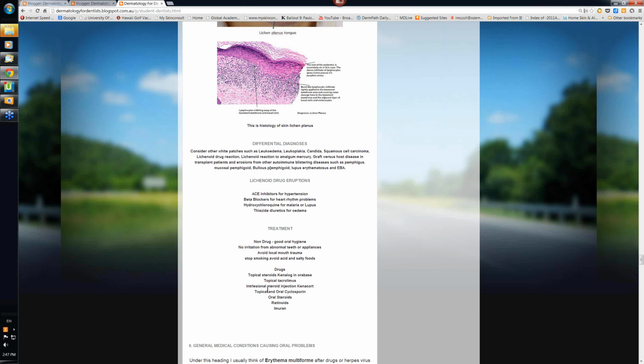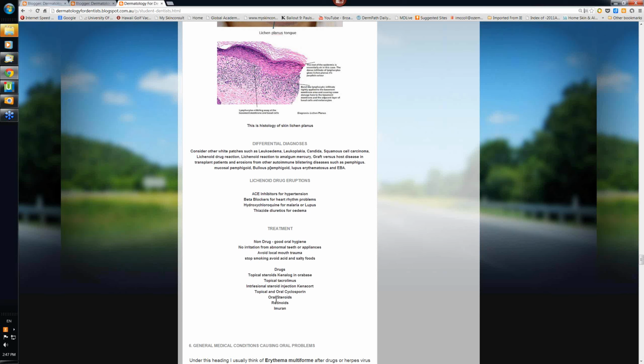You can use intralesional steroid injections. Get some Kenacortide 10, dilute it down a bit. You can inject that into areas of lichen planus to help to suppress the inflammation. You can get both topical and oral cyclosporin. Cyclosporin inhibits T cells as well. It's called Neoral. That's the oral form of it, and it's used as a second-line therapy for severe autoimmune conditions.